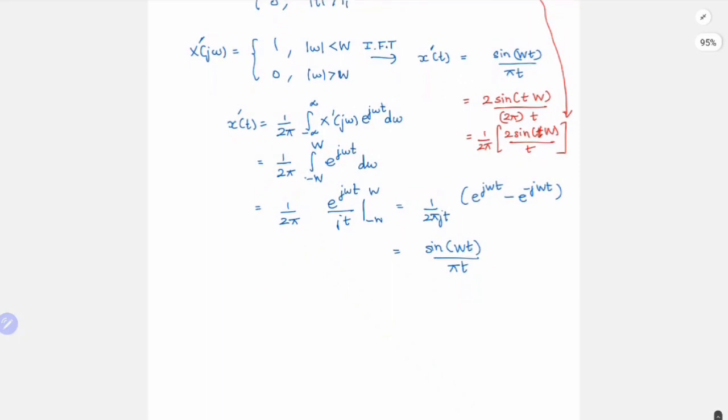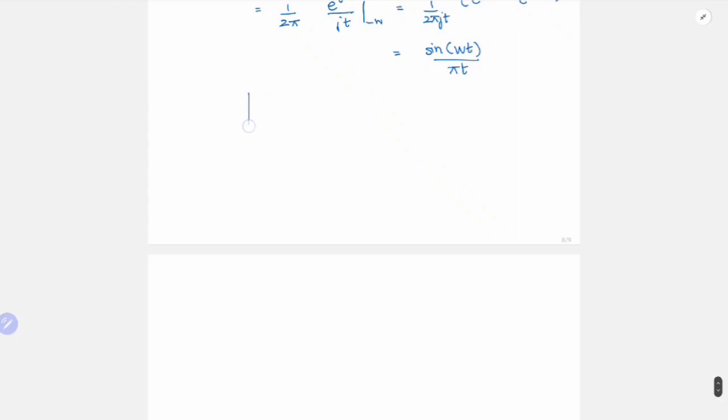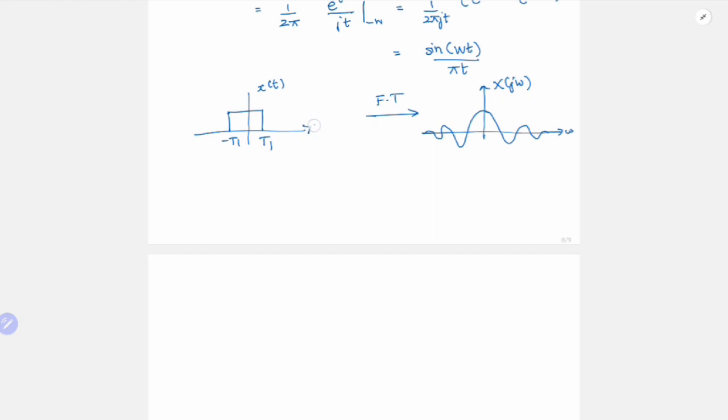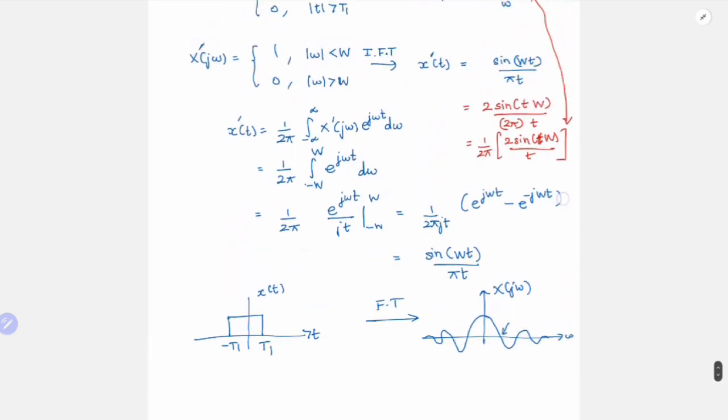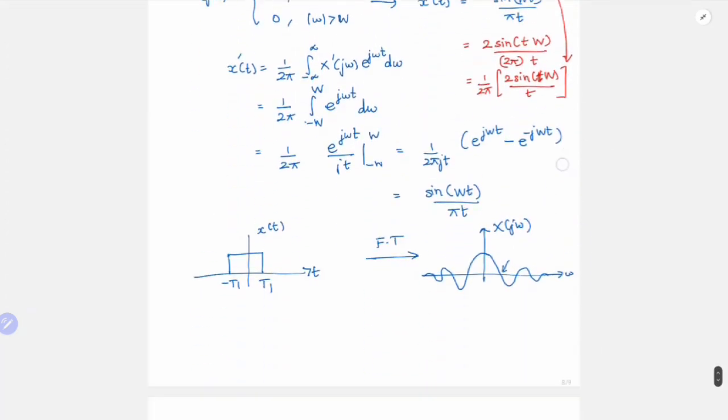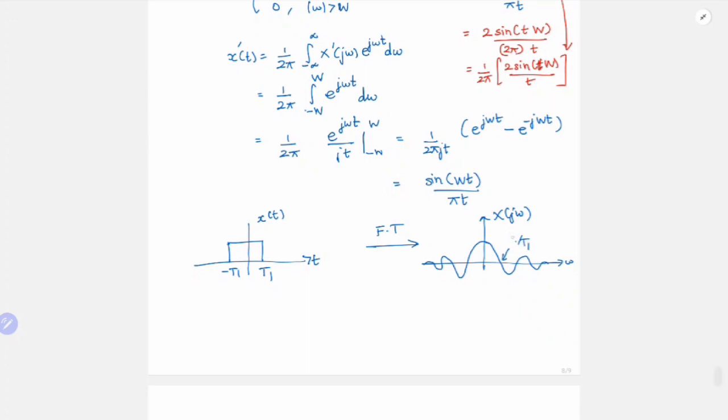So if we try to plot it, I will plot it here. This is x of t, and this gives the Fourier transform of this. So this is X(jω), this is omega, this is t. And these points are going to be π by t1, where it is going to go to 0 at first. π by t1, and this is minus π by t1.